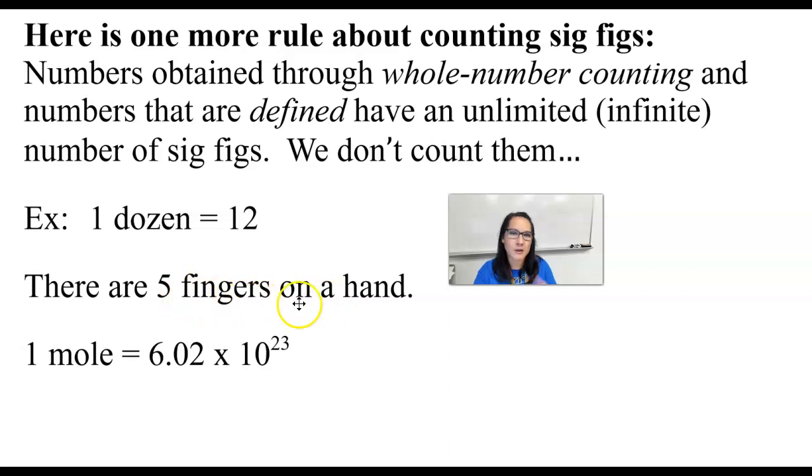There are 5 fingers on a hand. That is a fact. 5 fingers, no matter what. That is not a measured value. It's an exact value. So it has what's called infinite significant figures. And then this, 1 mole equals 6.02 times 10 to the 23rd. That is a defined fact. And so it's going to be considered to have unlimited significant figures also and would not count towards significant figures.